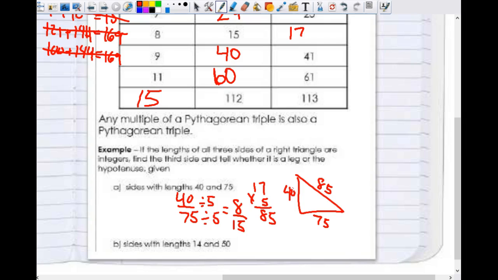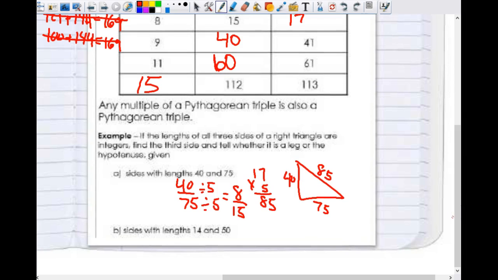Let's do the next one. 14, 50. Well, 14 and 50 are not up there. We can divide both of these by 2. And we get 7 and 25. Is 7 and 25 a Pythagorean triplet?